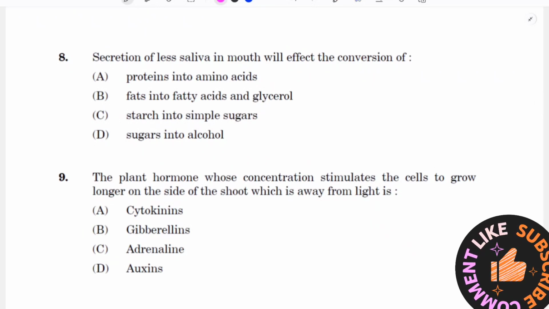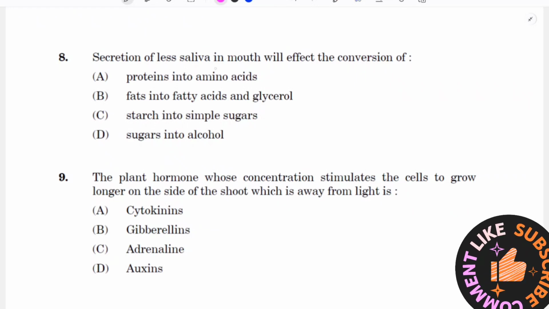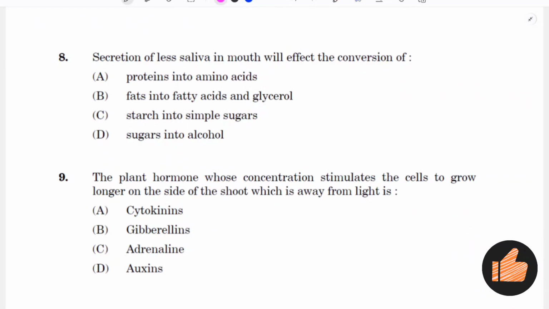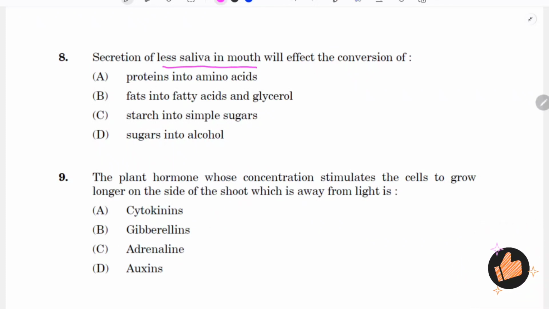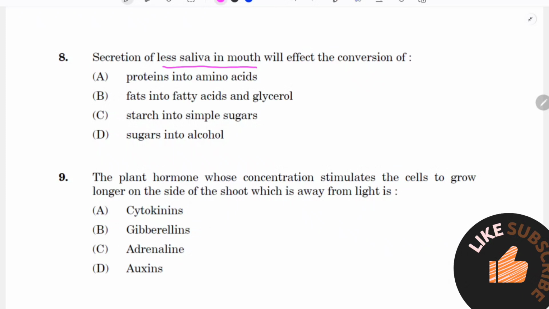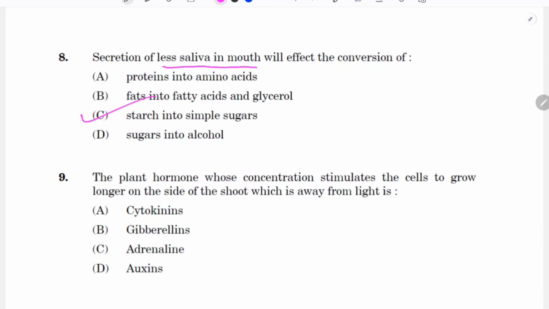Now coming to biology, direct questions will be there. Secretion of less saliva in the mouth will affect the conversion of what? Secretion of less saliva in the mouth will affect the conversion of starch into simple sugars. Correct answer.